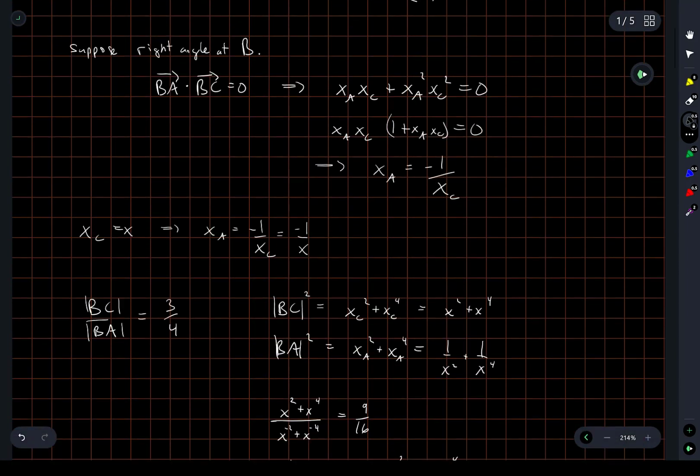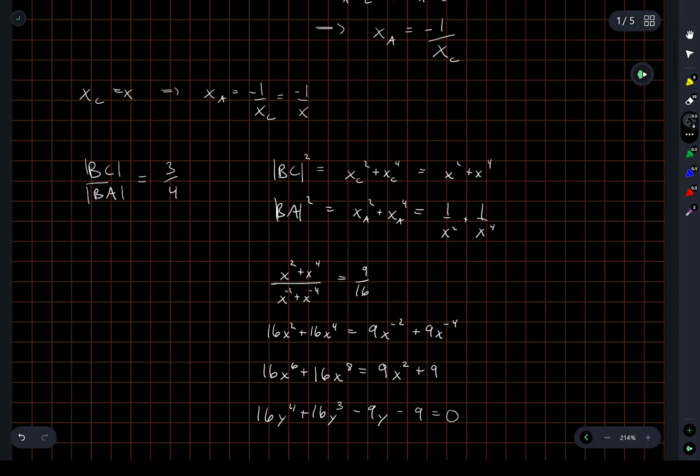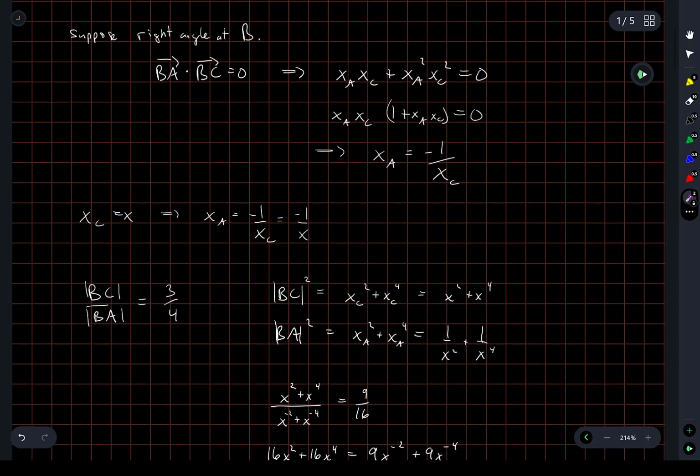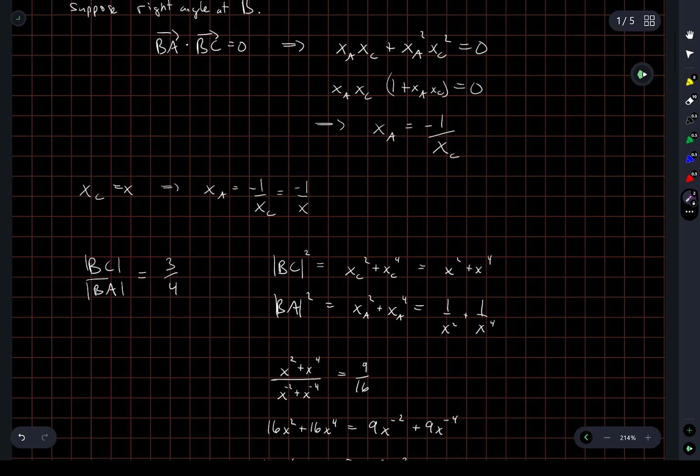Is it possible? Let me just make sure that I got these distances correct. So BC, x squared plus x to the 4. 1 over x squared plus 1 over x to the 4.